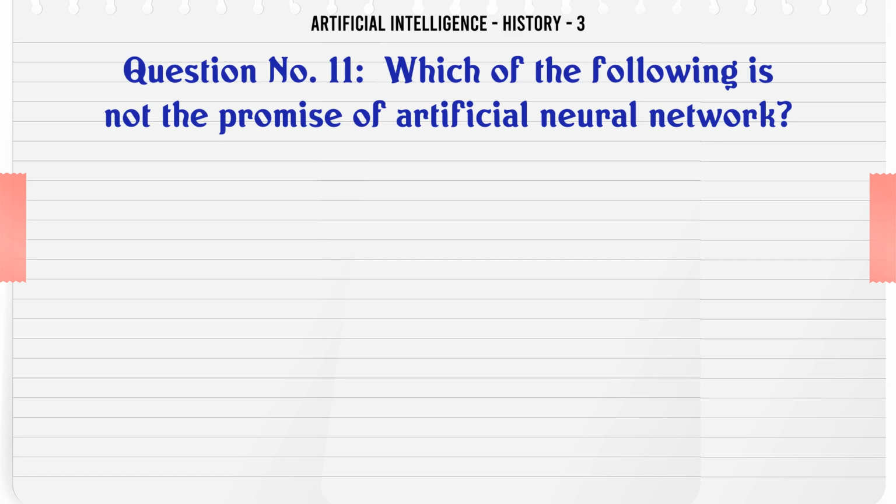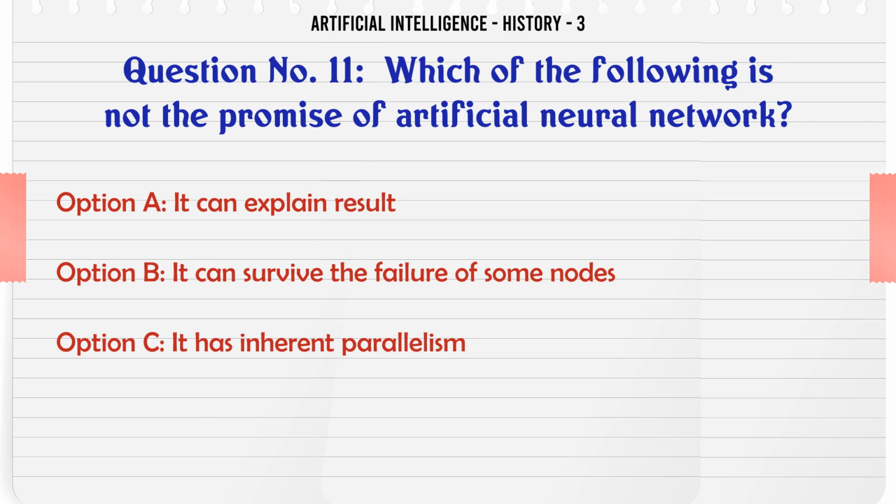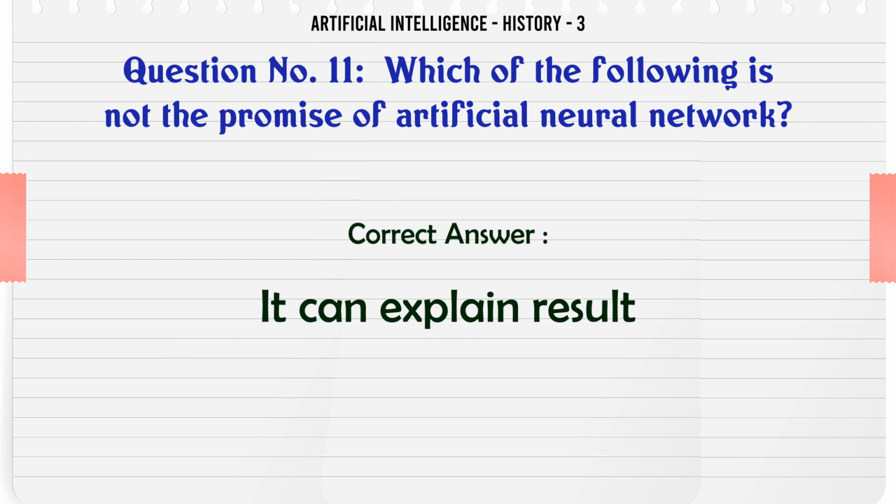Which of the following is not the promise of artificial neural network? A. It can explain results. B. It can survive the failure of some nodes. C. It has inherent parallelism. D. It can handle noise. The correct answer is it can explain results.